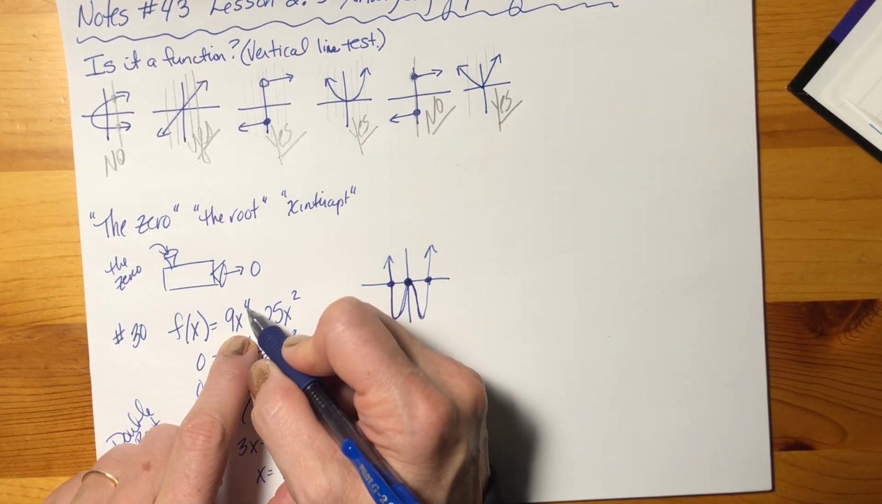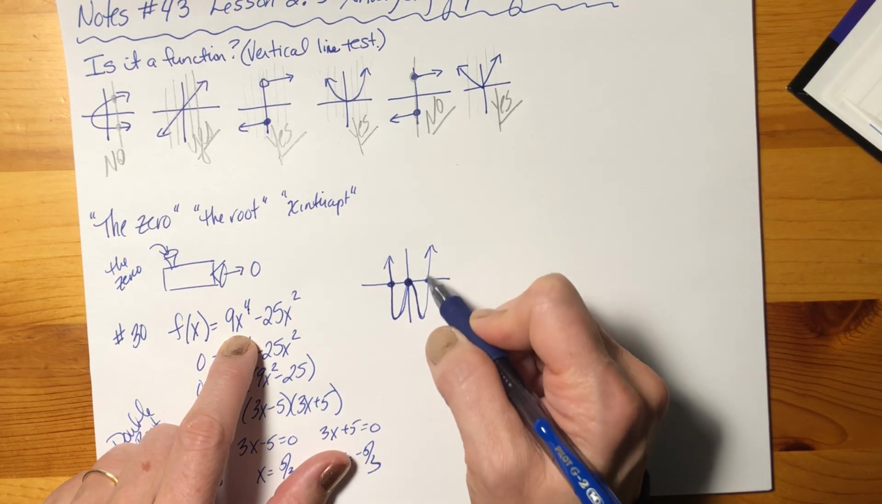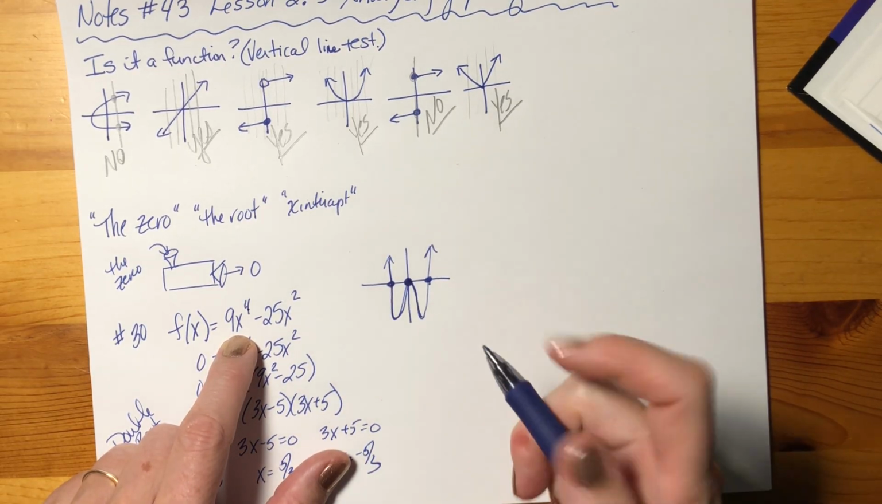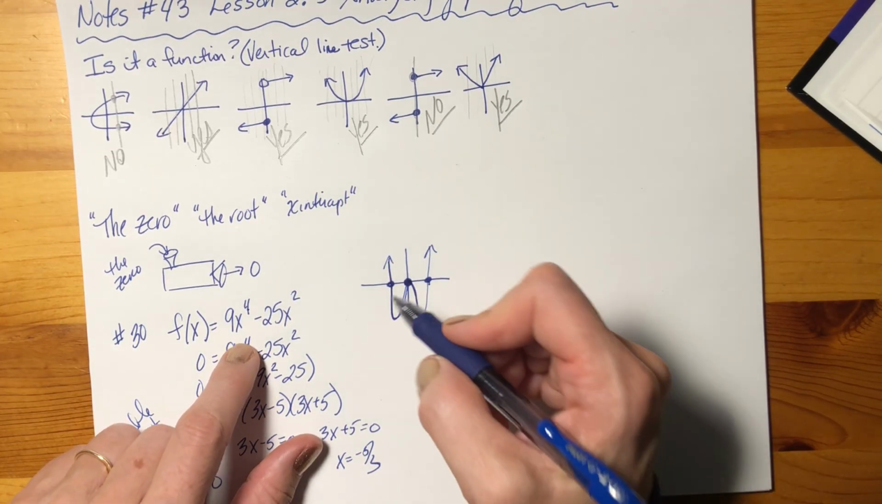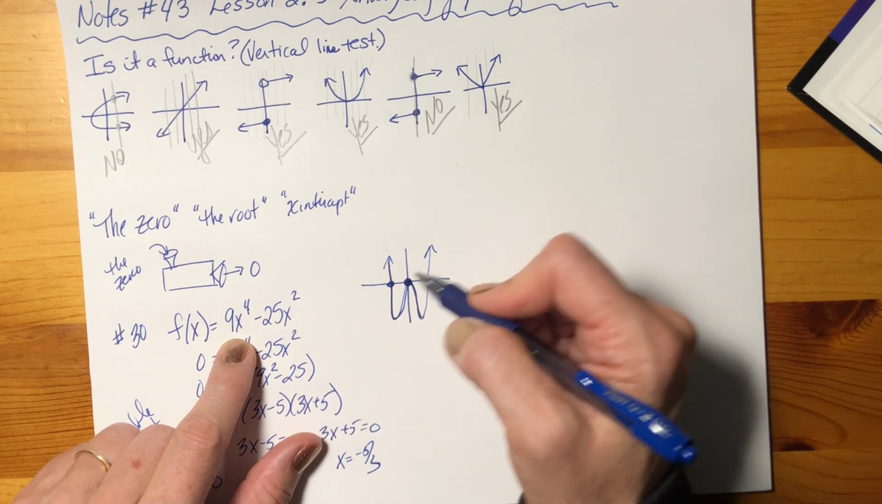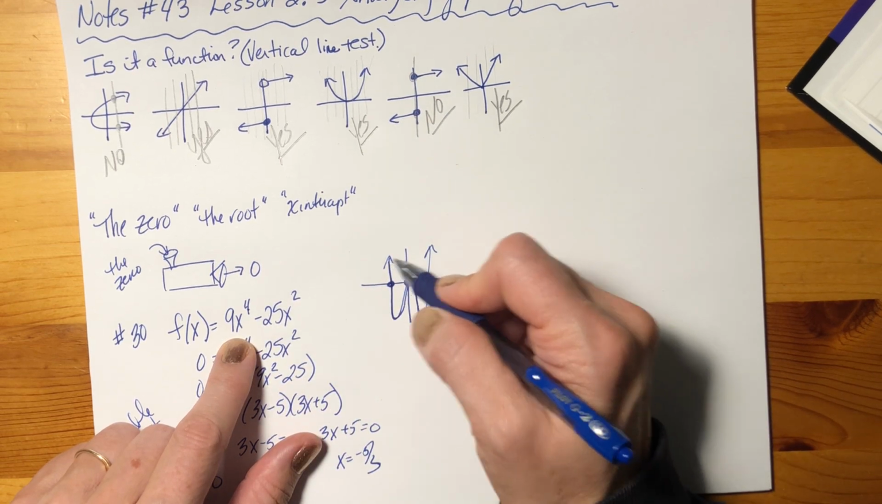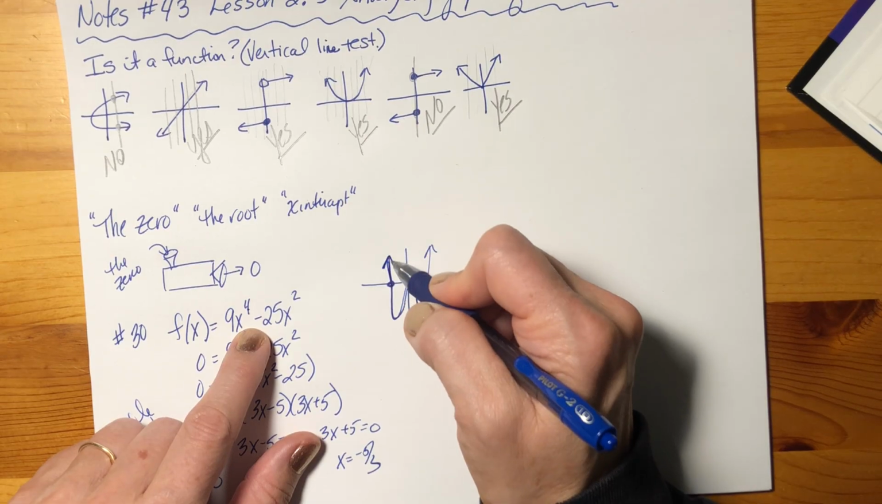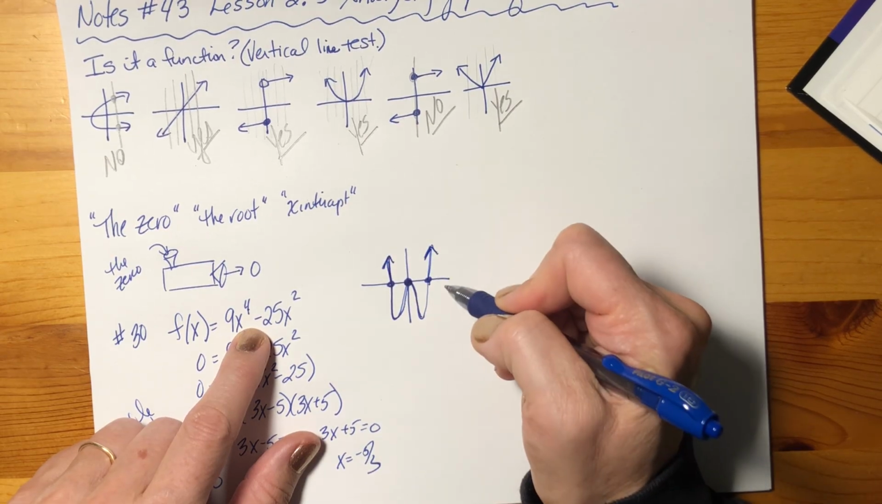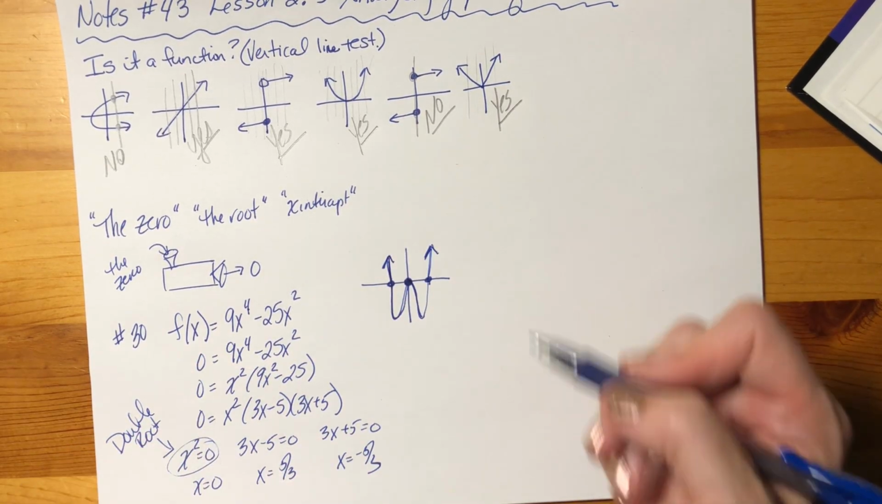A couple other things for you to notice. Notice your highest power here is 4. So it's going to intersect the graph at most 4 times. It actually does it 3 times because 1 is a double root. And the other thing I want you to notice is that A is positive. So this 9 is positive, so we're going to open up. Our exponent here is even, so our end behaviors are the same. And of course they're positive.